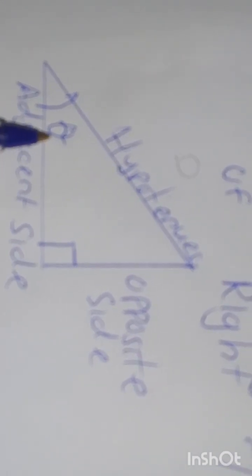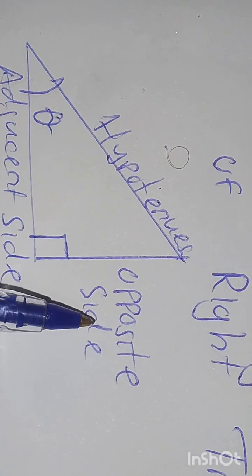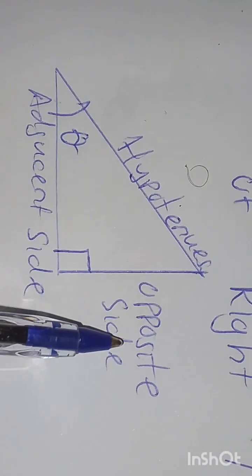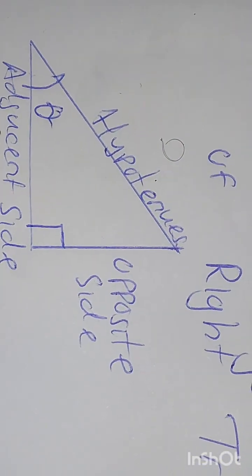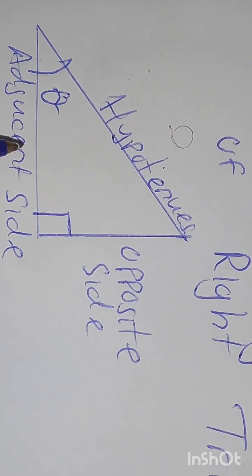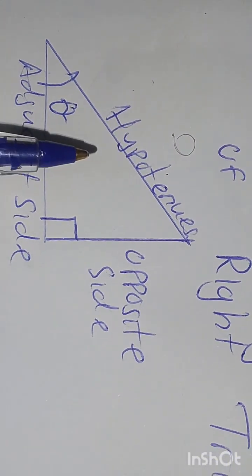From this angle theta, you can see you have an opposite side. This opposite side is because it's opposite to the angle, which is theta. We also have an adjacent side. Adjacent means next to the angle. We also have a hypotenuse.